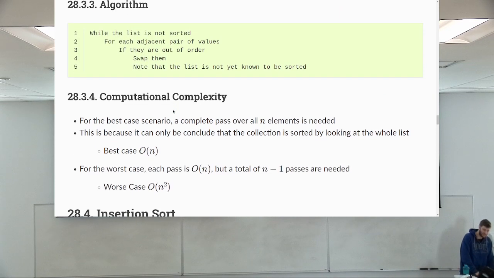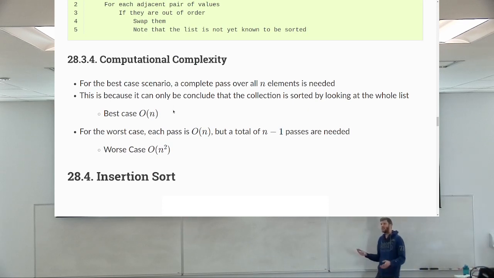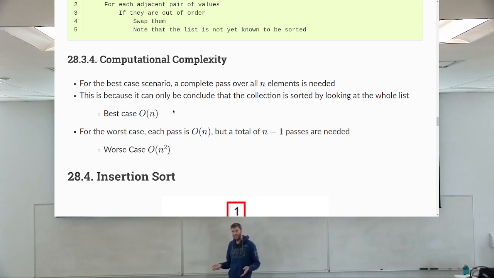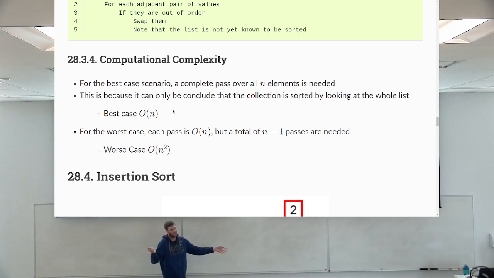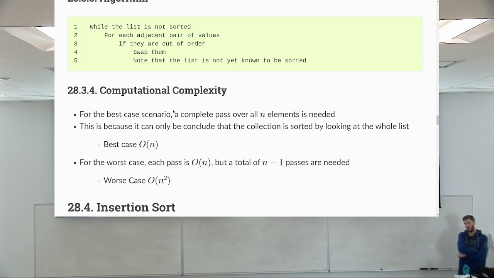Now the best case scenario is it's possible that you give me a collection of things that's already sorted. And if it is, all I ever have to do is scan that collection once, and that's linear time. So best case scenario, it's linear. Worst case scenario is it's quadratic, it's squared. That's bubble sort.